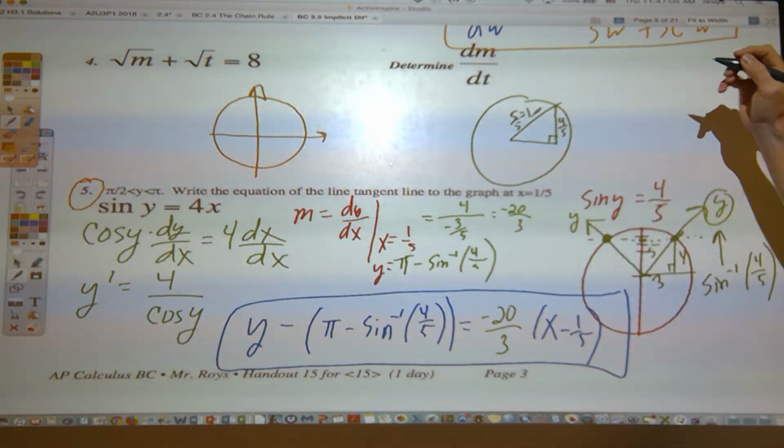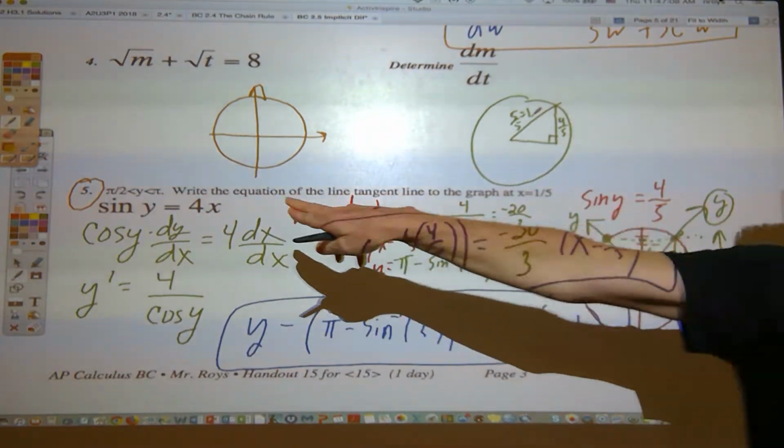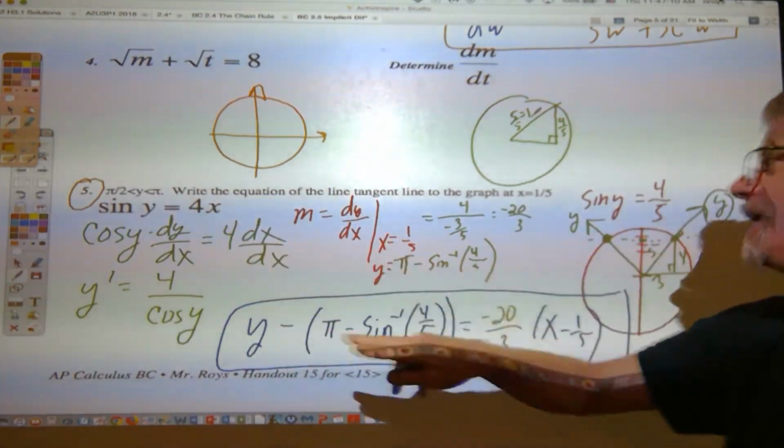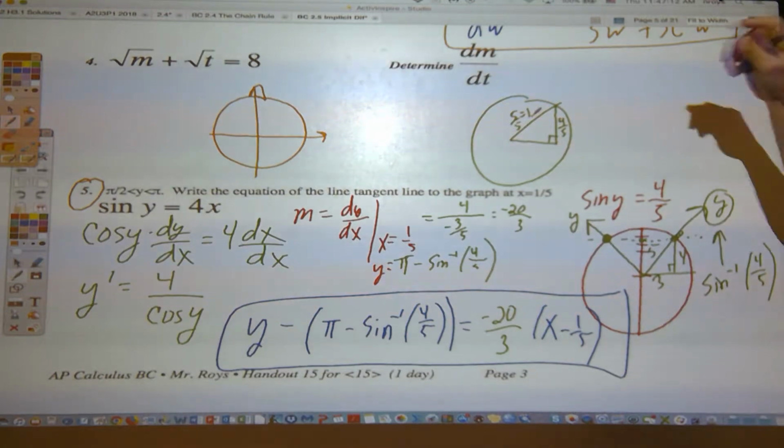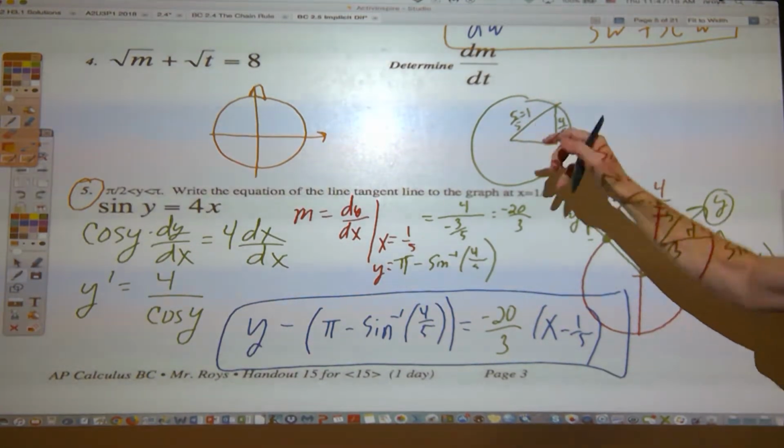Wait, how do we decide the sine was 4/5? Well, the sine of y is 4 times x. Oh, yeah. And x is 1/5, okay? So instead of the unit circle, think of it as 5/5.